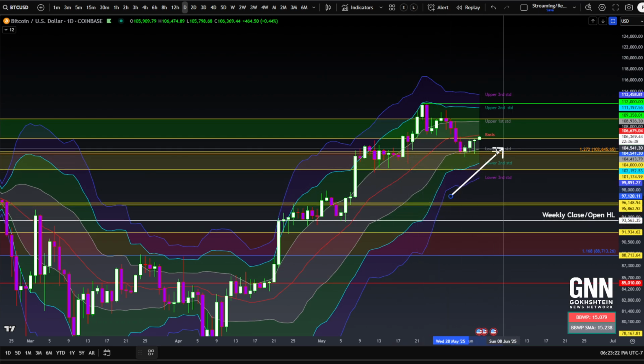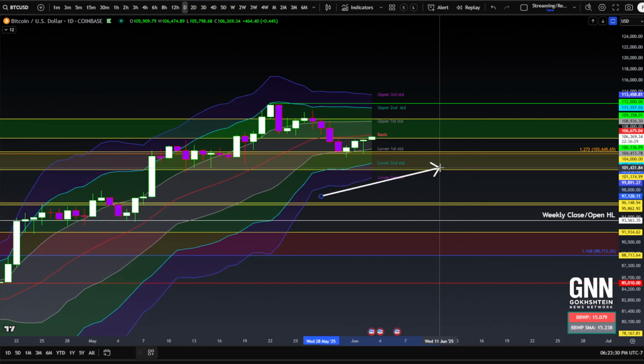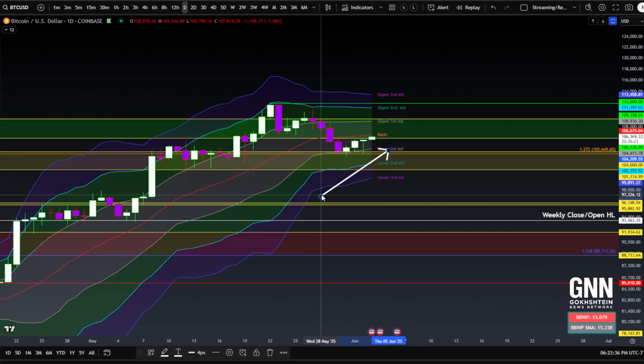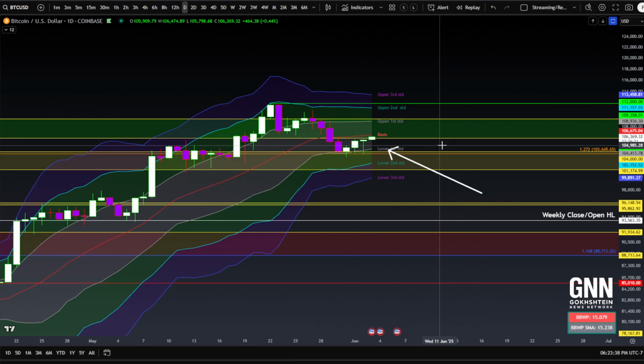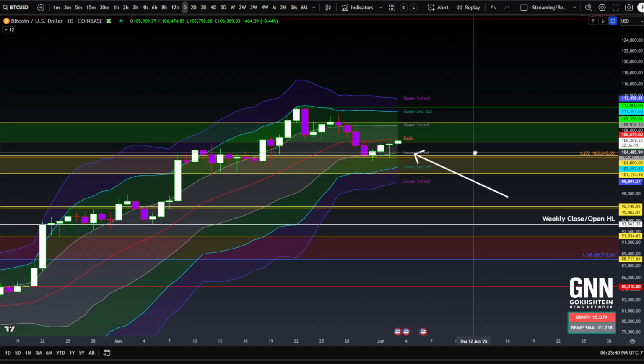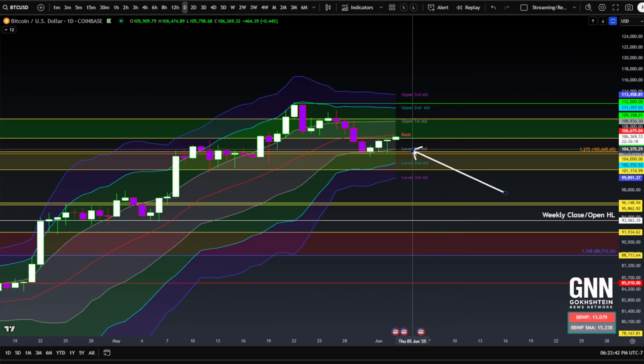If price does start to fall out of this current zone between the main support area of interest between 101 and 104. This is also where the 1272 is, or 27.2% above the prior cycle high at 69K. So this is a really, really big inflection point for Bitcoin in terms of price action.